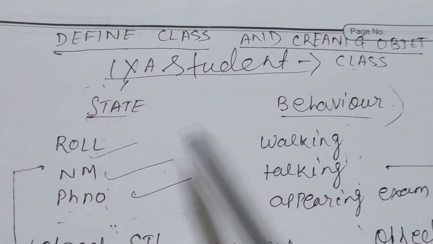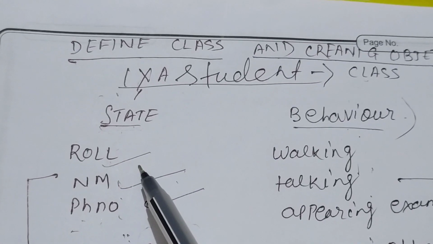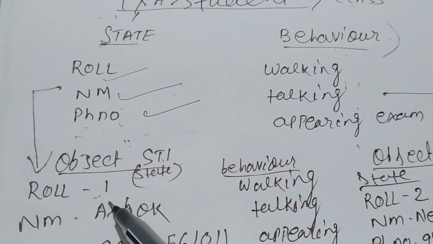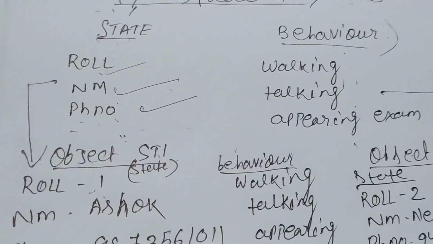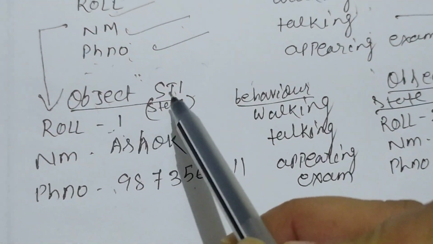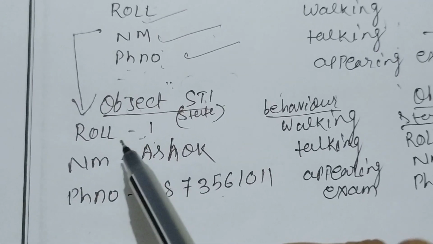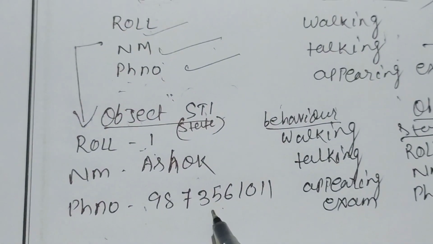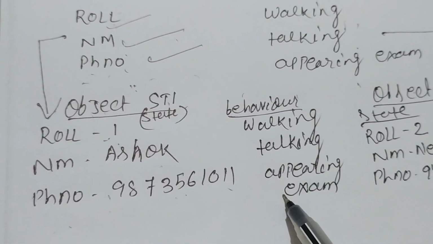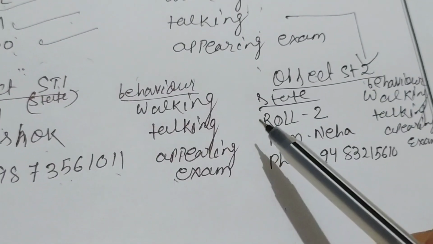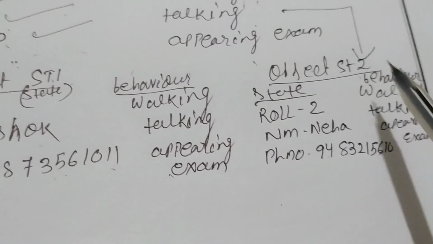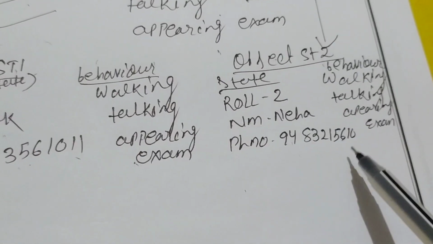Okay. Now from this class structure, the individual objects are created. If the class contains 40 students, 40 objects have to be created. I am just giving two object examples. Student 1 contains roll number 1, name Ashok, phone number 9873561011, and the behavior is walking, talking, appearing in the exam. In the same way, another object, student 2: roll number 2, name Neha, phone number 9483, like this, and the behavior it contains is walking, talking, and appearing in the exam.